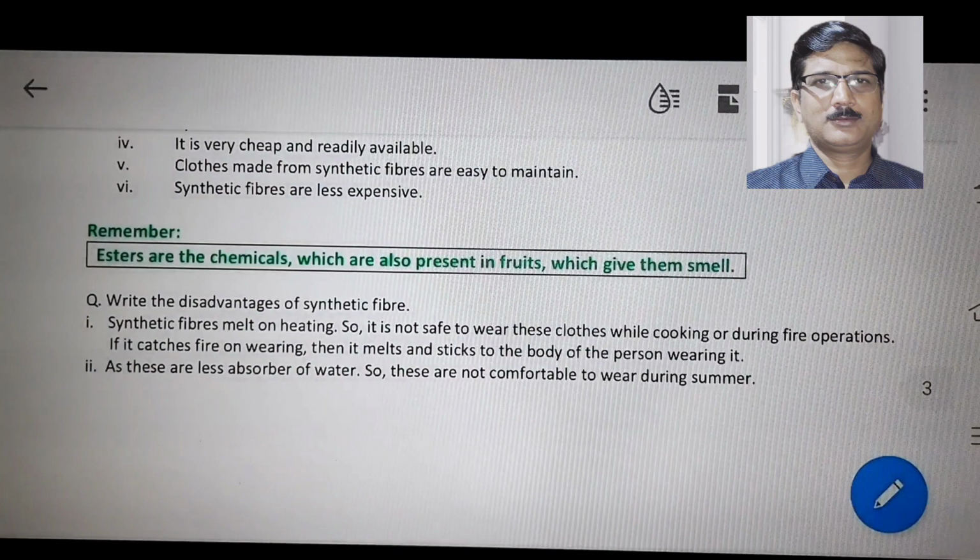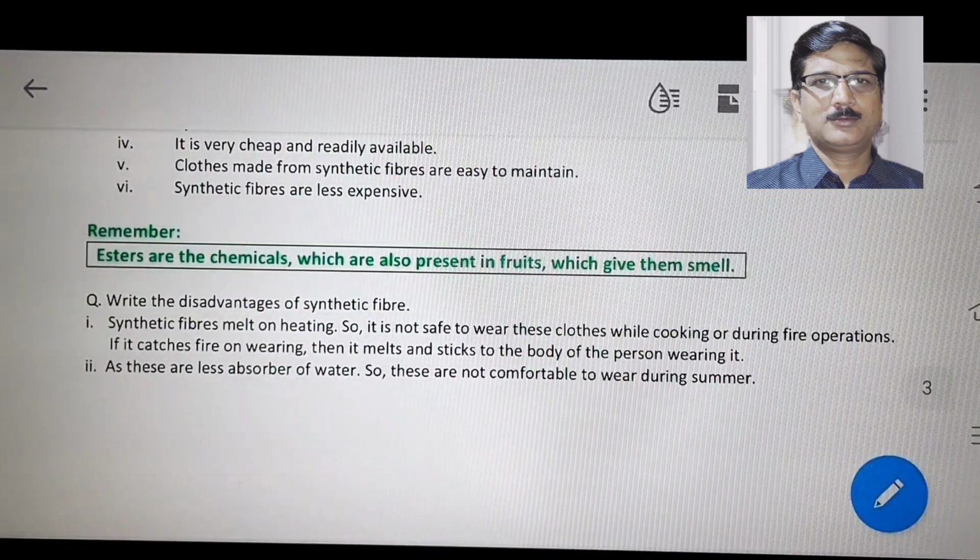Second one is that it is a less absorber of water. That means it cannot absorb the sweat of our body. So the clothes made from the synthetic fiber are not comfortable to wear during summer. So these are the disadvantages of the synthetic fiber.